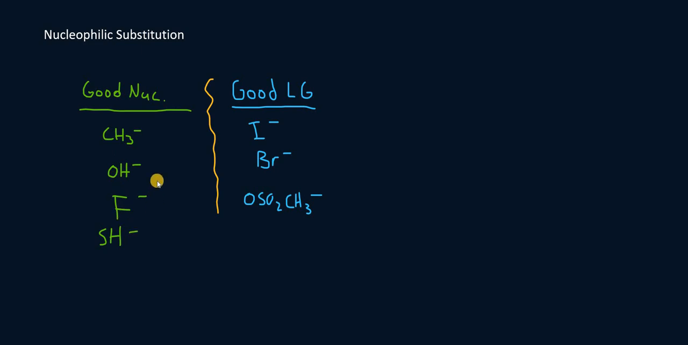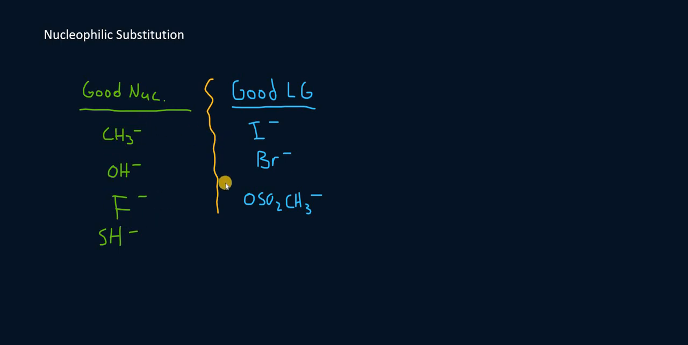Here are some good nucleophiles to look for: CH3 minus, OH minus, F minus, SH minus. Some good leaving groups to look for: I minus, Br minus, and OSO2CH3 minus. Although, remember, it's always relative, so always make sure you check and compare your two bases to see which one is stronger. Because sometimes you'll get a combination of a leaving group and a nucleophile where it won't be as straightforward which one is good and which one is bad, basically. Which one is a better nucleophile, which one's a better leaving group.